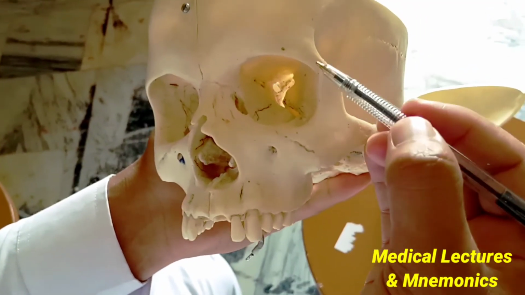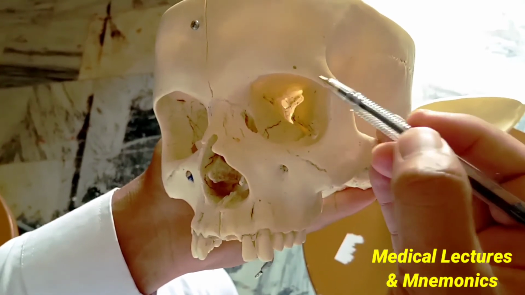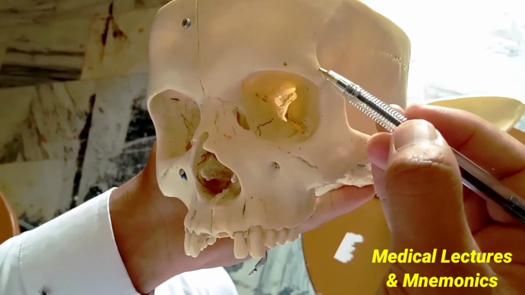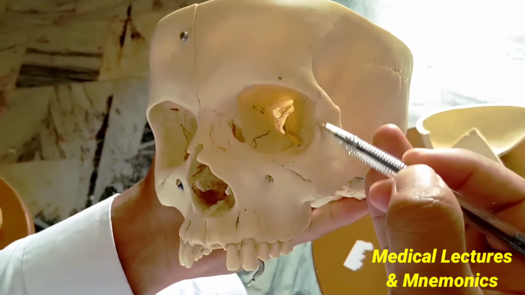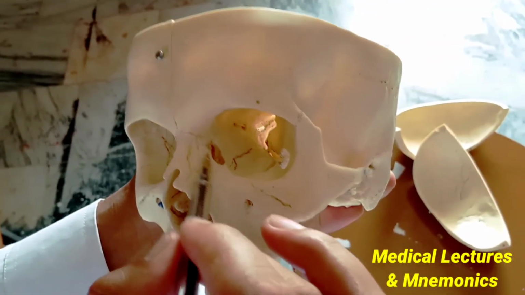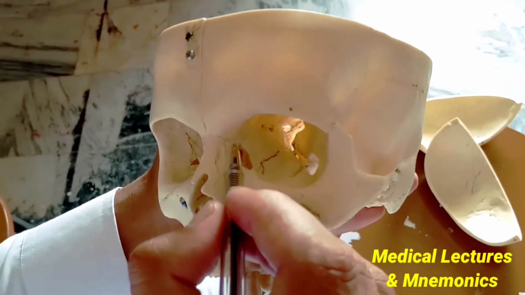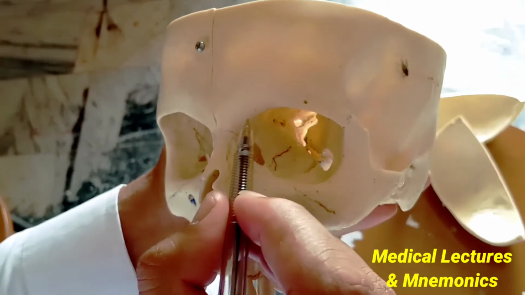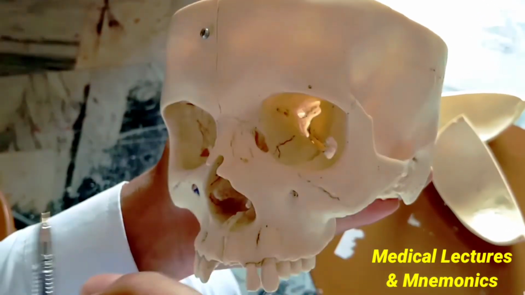And the lateral margin of the orbital cavity is formed by the frontal process of the zygomatic bone and the zygomatic process of the frontal bone. Here you can see this is the zygomatic process of the frontal bone, and this is the frontal process of the zygomatic bone. The medial margin of the orbital cavity is formed by the frontal process of the maxilla and the maxillary process of the frontal bone. Here you can see this is the frontal process of the maxilla, and this is the maxillary process of the frontal bone.